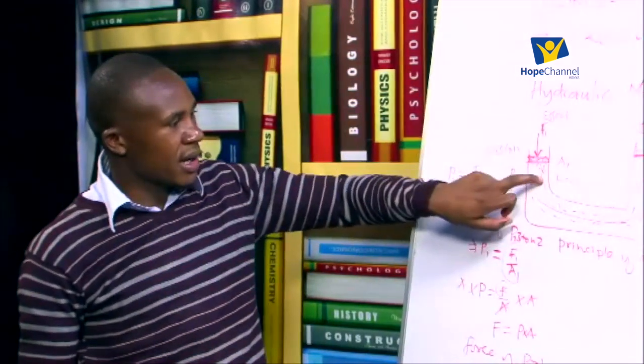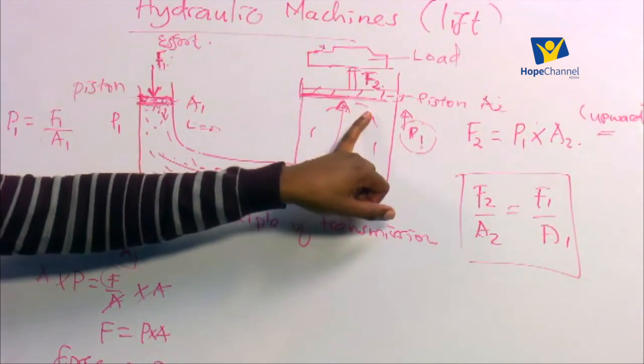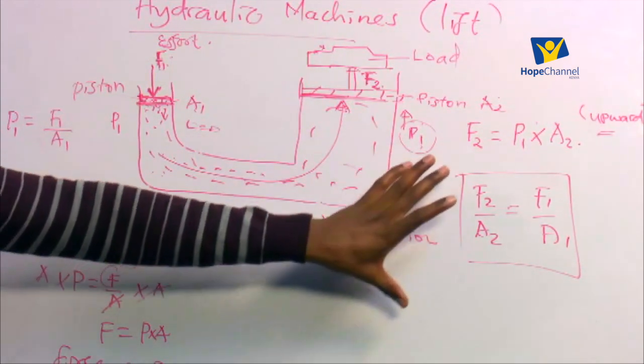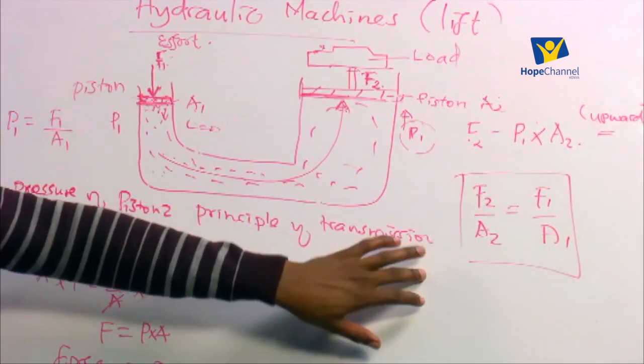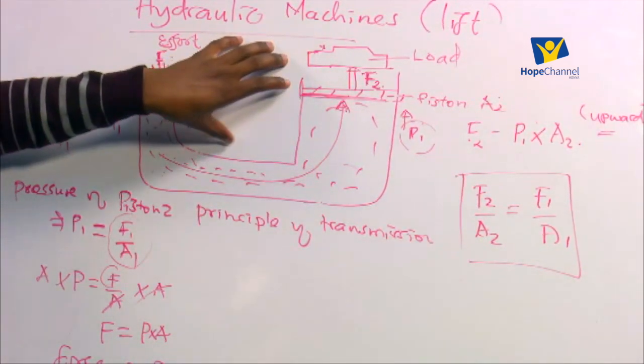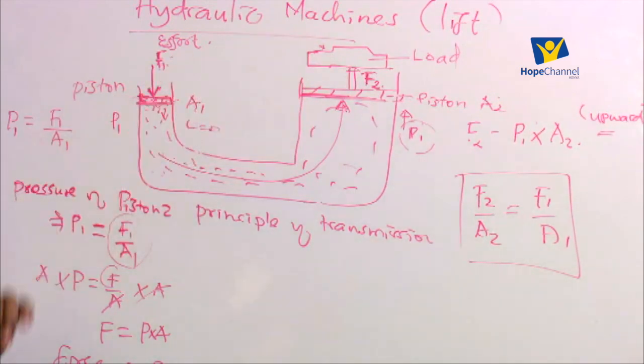And so we say that force 1 divided by area 1 will be equal to force 2 divided by the area of the second piston. And so this is the mathematical expression of the principle of transmission of pressure in a hydraulic lift. Yes, a very simple thing.